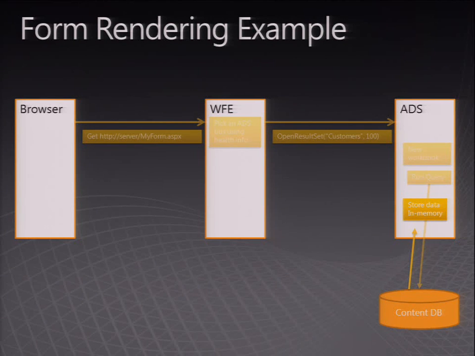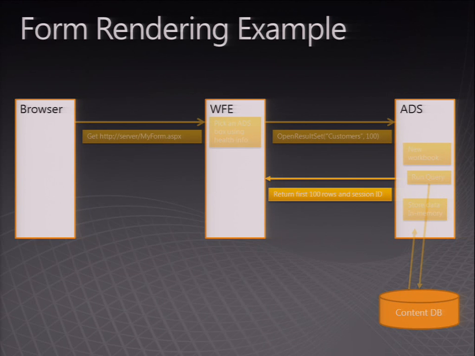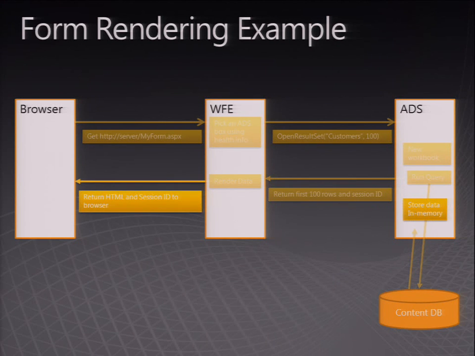So once we get the data back from the content DB, we stitch it up and we store it in memory. We then return the first 100 rows and the session ID to the WFE, render the data, and then return the HTML and session ID back to the browser. So that's the kind of map of how it works through. So that's the first request. That's when we're actually hitting the content database and getting data out.